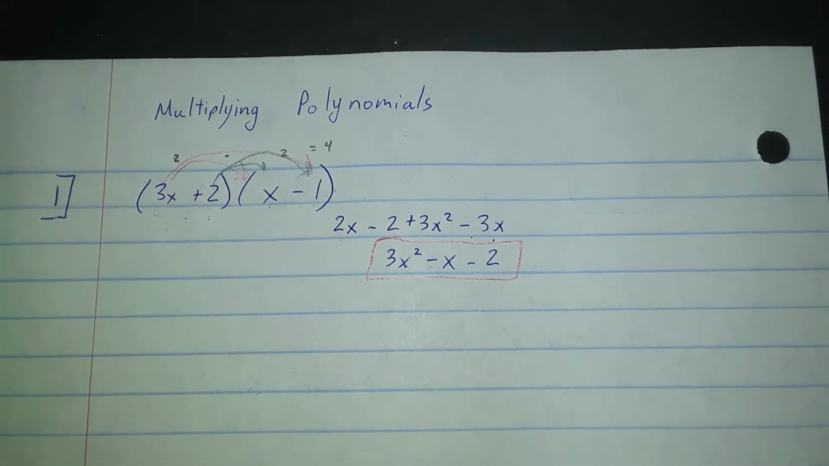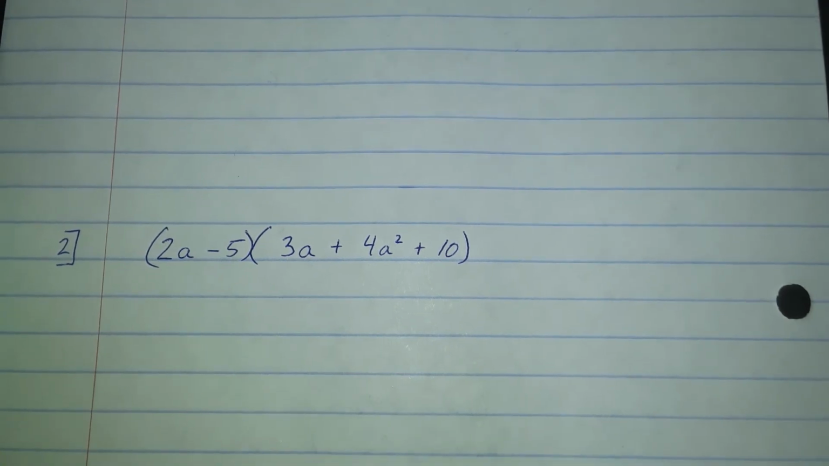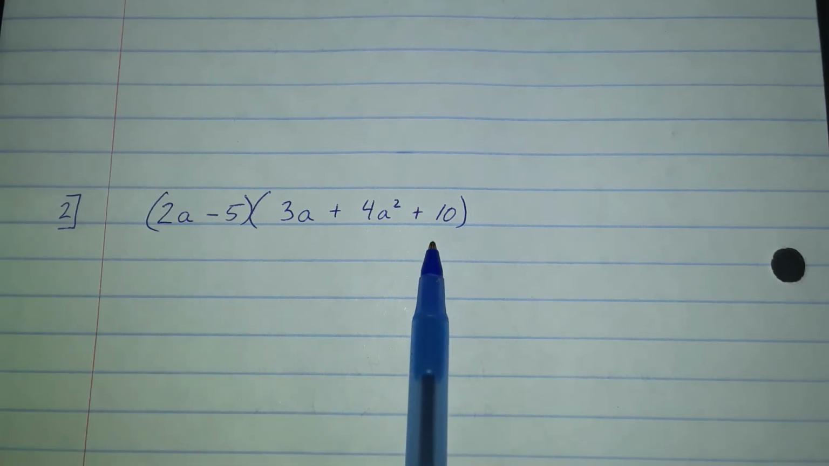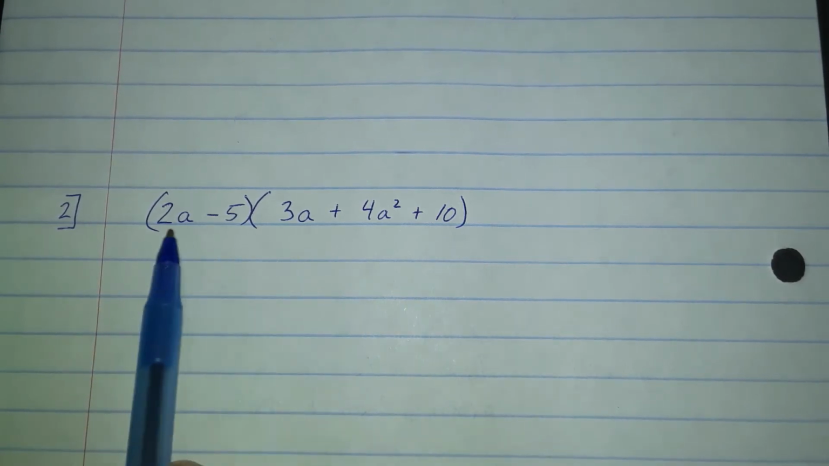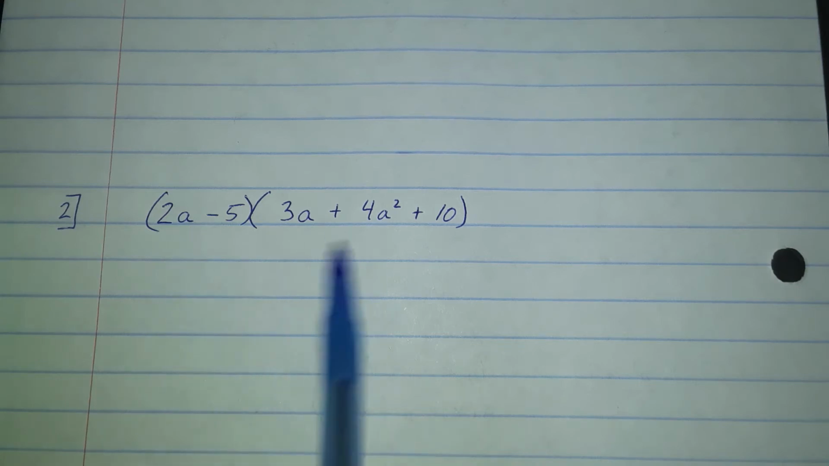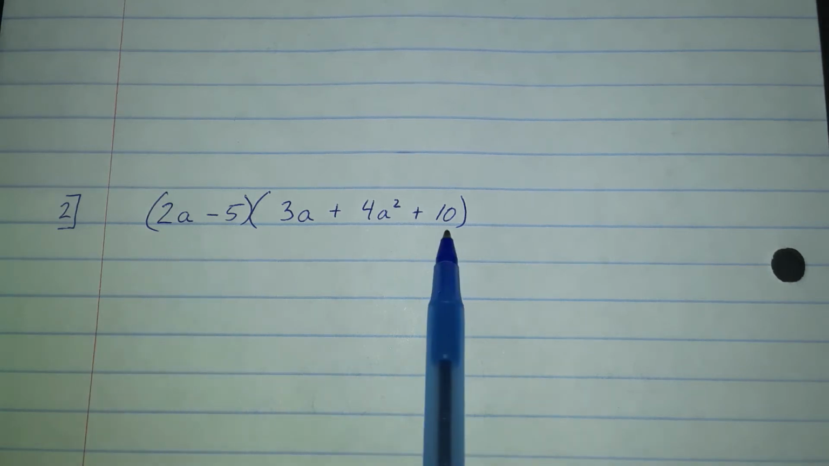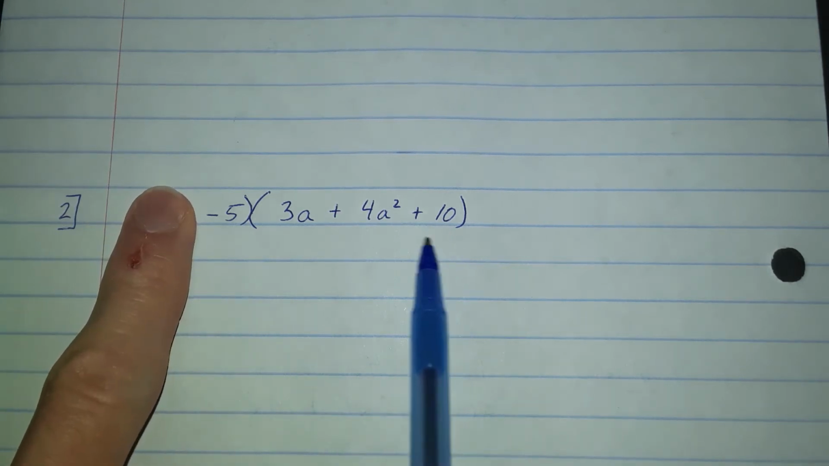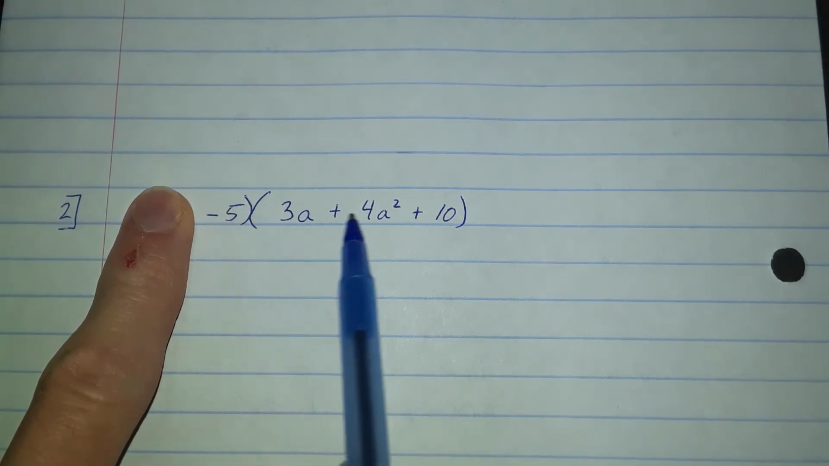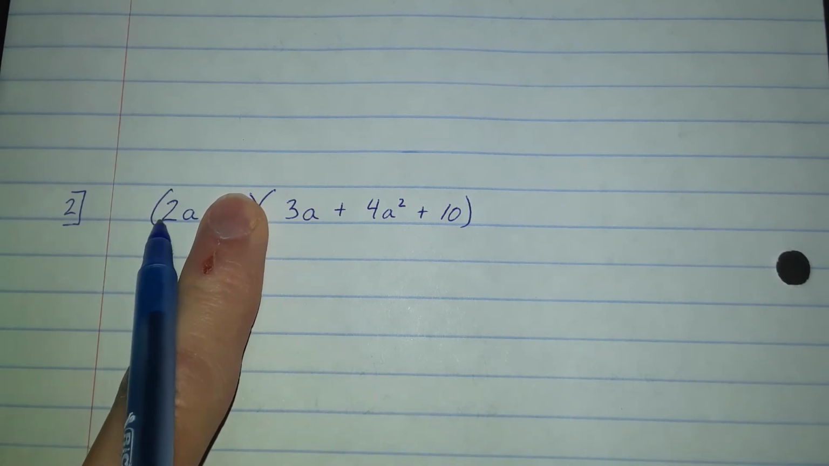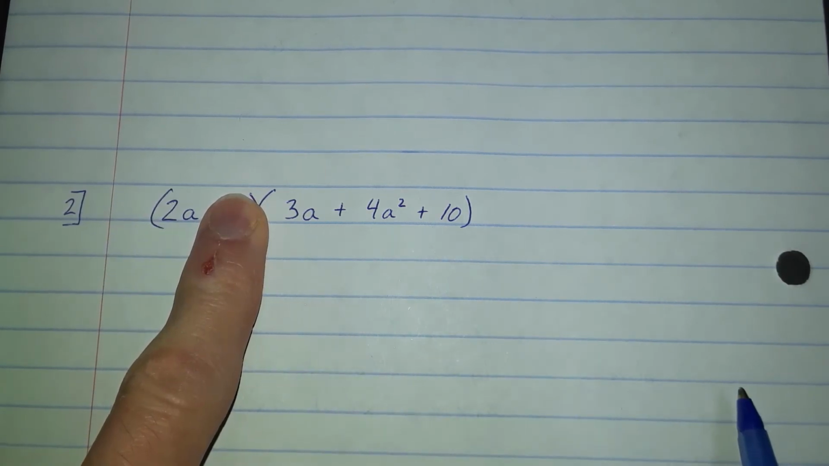So let's step this up a notch, and this is why we don't want to talk about FOIL here, because FOIL fails here. There's no singular first, outer, inner, and last terms that we can talk about, because I have a binomial and a trinomial. The method that I just talked about using distributive properties still works here. I can ignore this first term and multiply this by each of the terms in here, and then go back through and ignore the second term and multiply this term by each of the terms here.